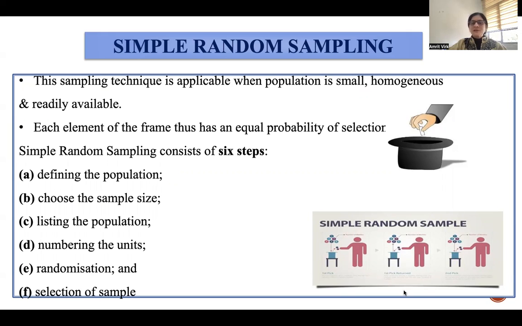Simple random sampling consists of 6 basic steps. These steps include defining the population, choosing the sample size, listing the population, numbering the units, randomization, and selection of the sample. Among all these steps, it is the step of randomization which is very critical in this particular sampling design. This step of randomization can be done using either the balloting or lottery method, by using random number tables, or even by using a computer program that can generate these random numbers for us.